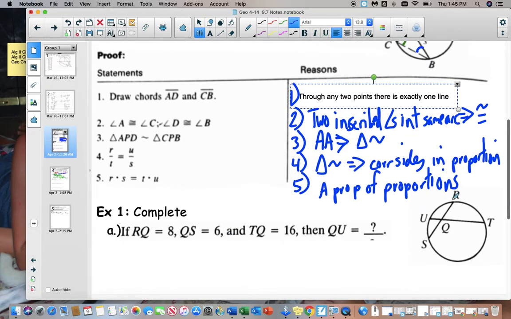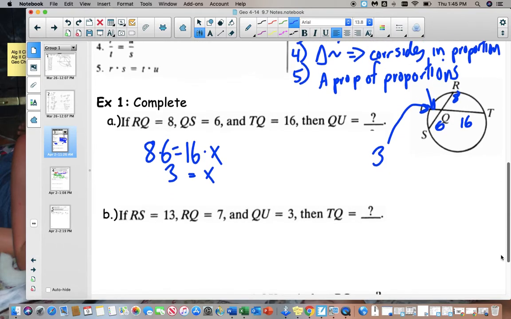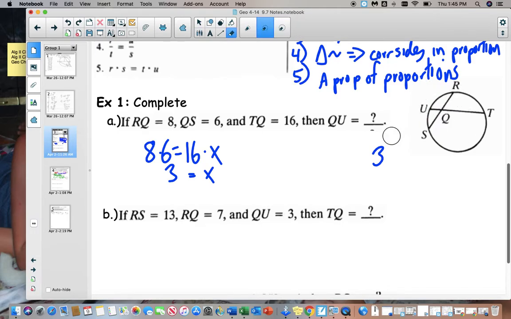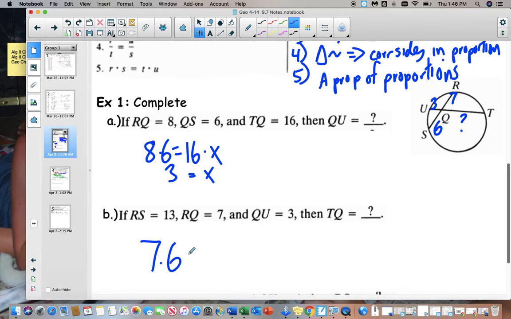So let's try some examples. If RQ is 8 and QS is 6 and TQ is 16, let's find this. So we would do 8 times 6 equals that times x. So x would equal 3. Let's try if RS, the whole thing, is 13. That means, let me clear this off. If RS is 13 and RQ is 7, that means this is 6. TQ is 3. We want to find out that. So 7 times 6, and this is an example of two chords. So x would equal 14.